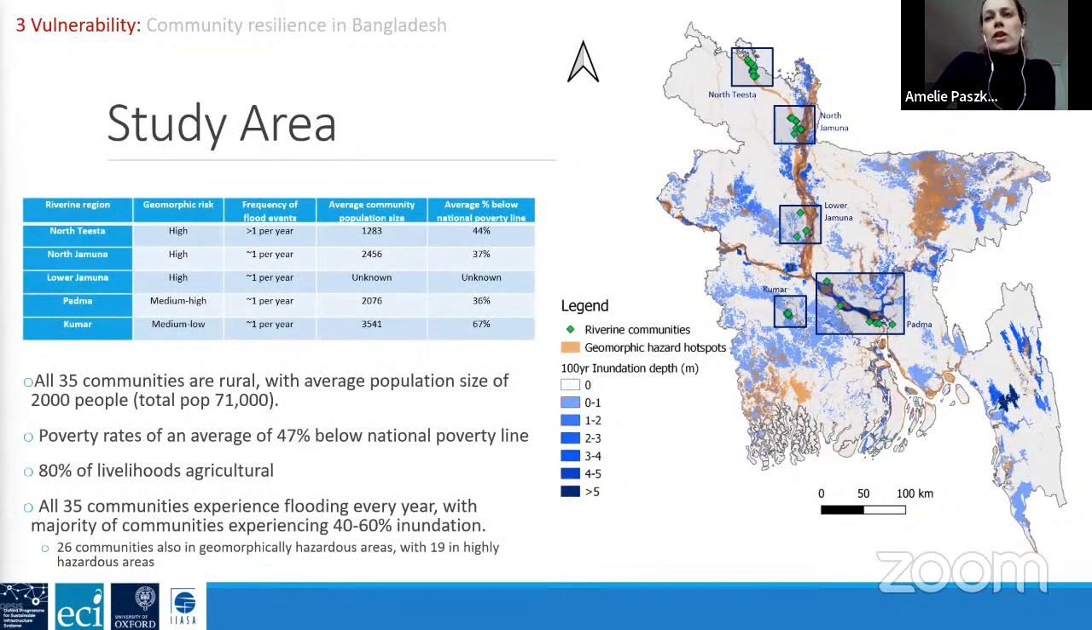So on average, across the 35 communities, 47% of people are living below the national poverty line, and 80% of livelihoods are agricultural. All of the communities experience flooding every year, with the majority experiencing 40 to 60% complete inundation of their communities every year. And of those 35 communities, there are also 26 that are within geomorphically hazardous areas, with 19 communities in highly erosive areas.